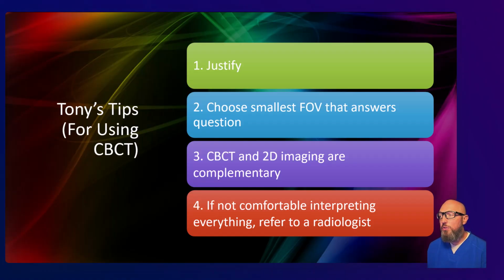Tip 2, choose the smallest field of view that answers the question. A single implant doesn't need a full skull scan. Maxillary sinus pathology doesn't need a scan that includes the orbits, and so limit it to what you really need to see. Tip 3 is remember that 2D and CBCT or 3D imaging are complementary.